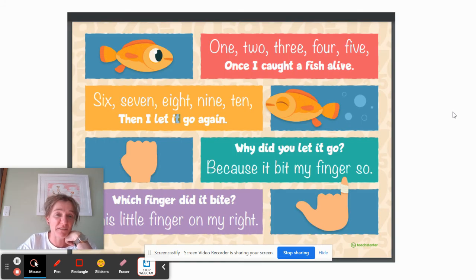You might know this one. You might already be singing it in your head. 1, 2, 3, 4, 5. Once I caught a fish alive. 6, 7, 8, line 10. Then I let it go again. Why did you let it go? Because it bit my finger so. Which finger did it bite? This little finger on my right.